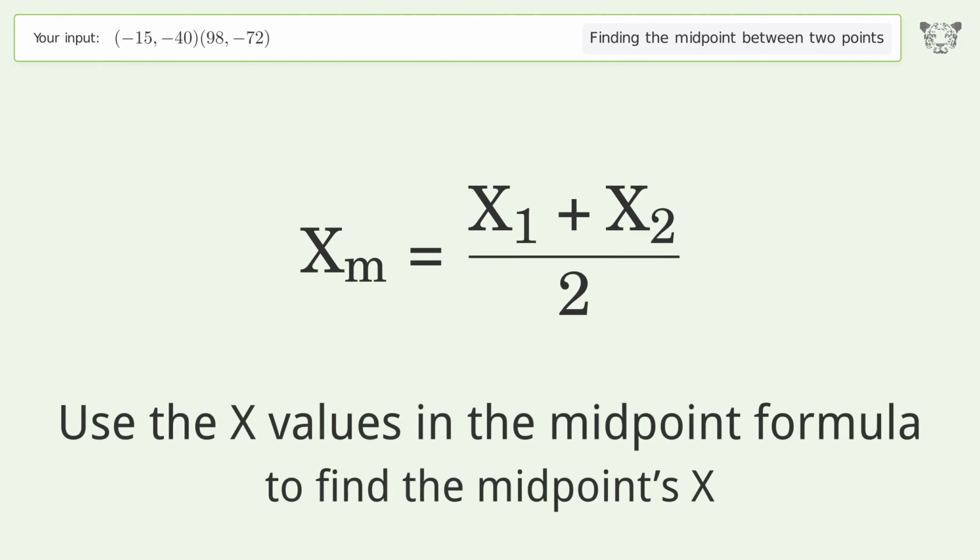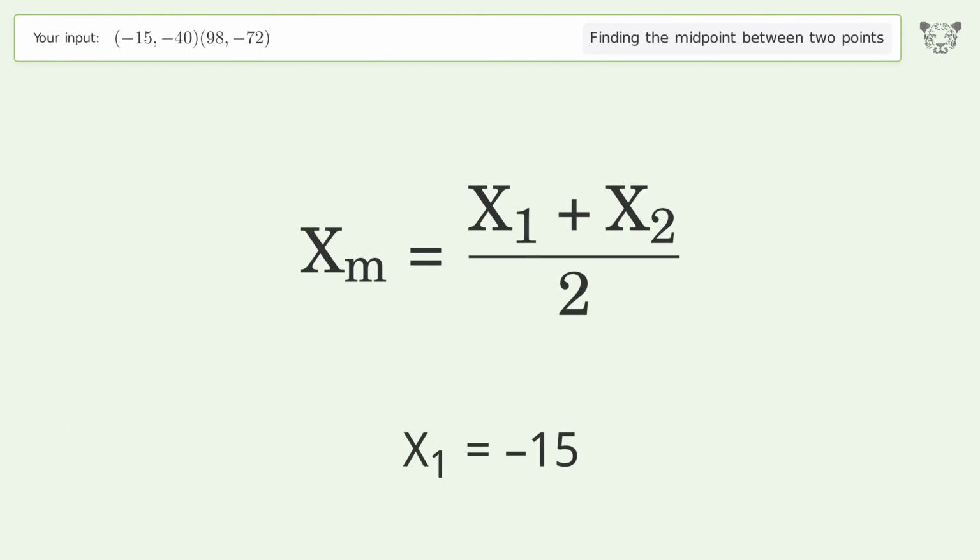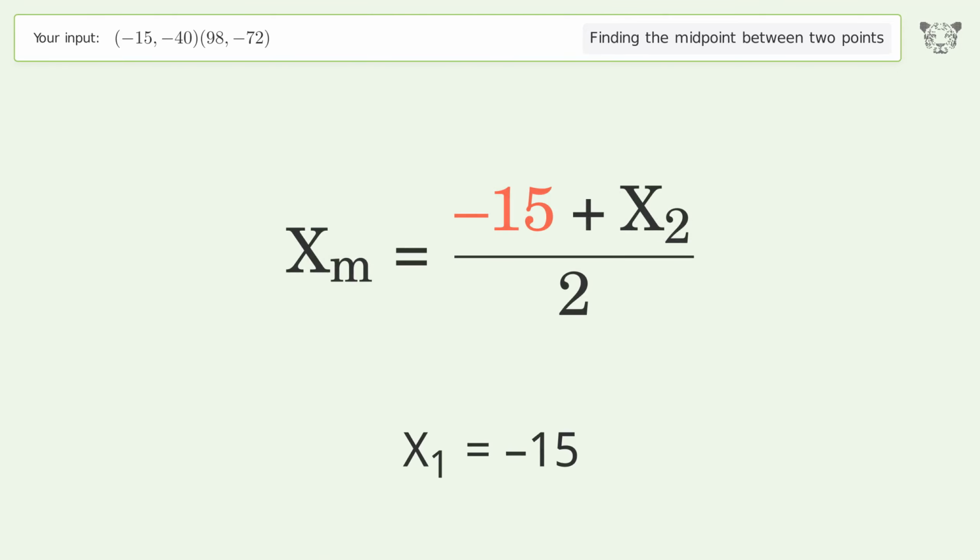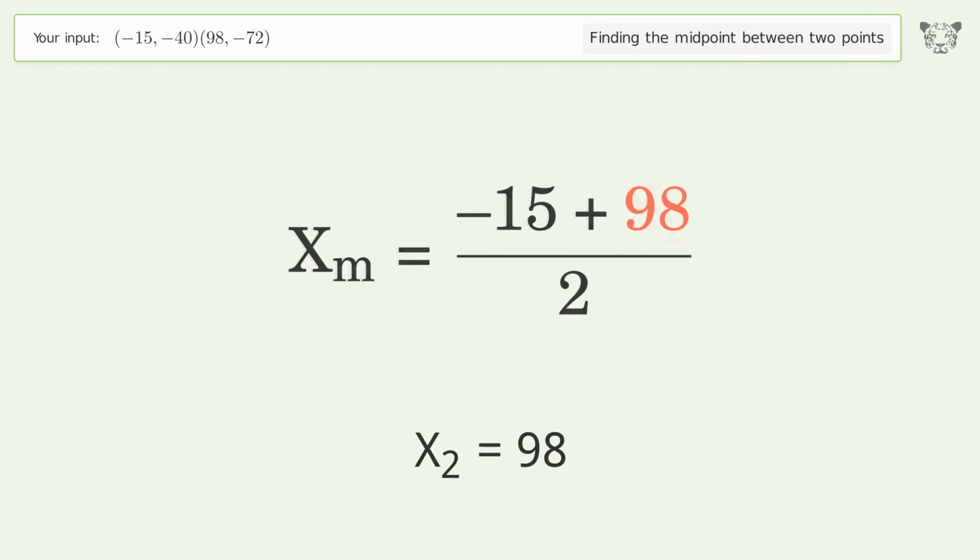Use the x values in the midpoint formula to find the midpoint's x. x1 equals negative 15. x2 equals 98. Simplify the arithmetic.